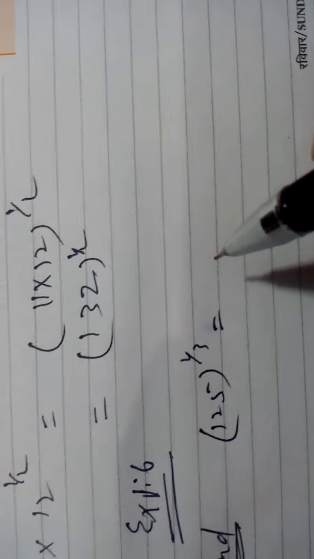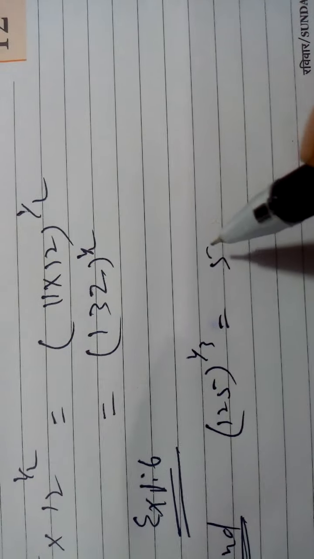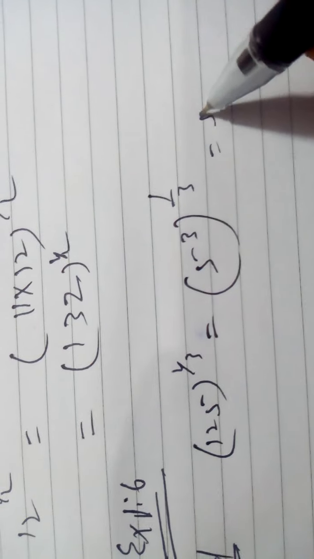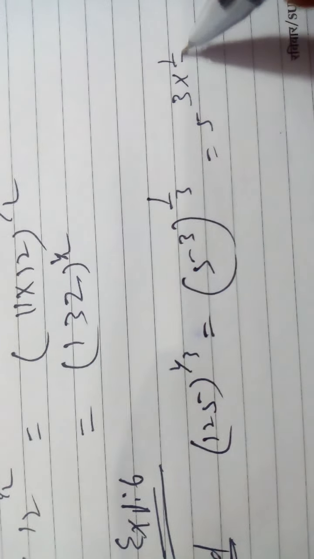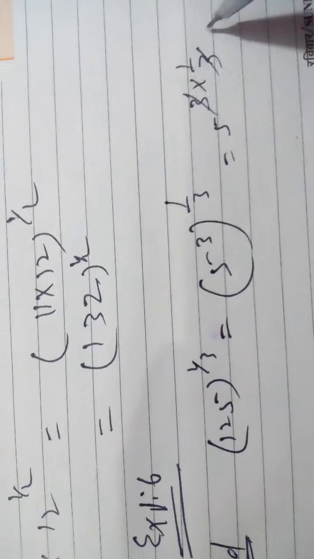So what is the prime factorization of 125? 5 fives are 25, 5 twenty-fives are 125. So 5 power 3, whole power 1 by 3. What will you get? 5 power 3 into 1 by 3, the 3s cancel. Your answer is 5.